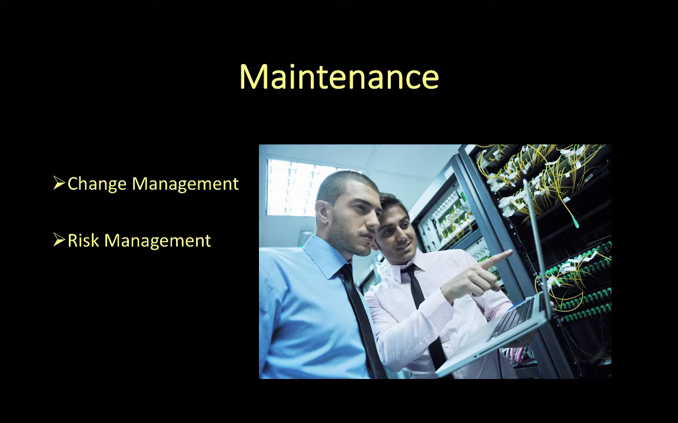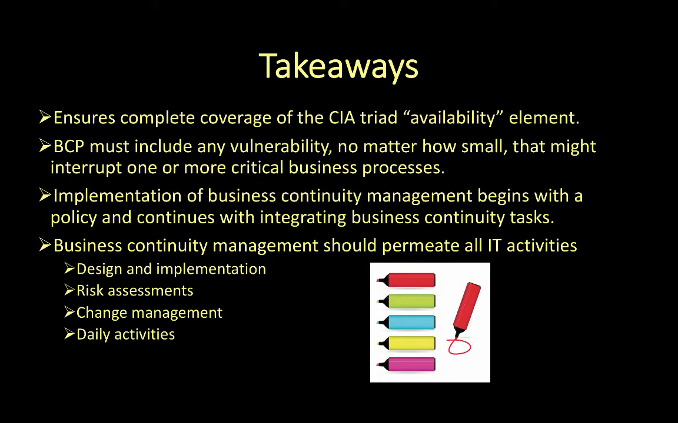Each critical system and related network should be assessed at least once per year. Including business continuity in risk assessments is necessary if an organization wants to identify and manage all business risk. The takeaways from this presentation are clear. Business continuity planning is necessary to ensure complete coverage of the CIA triad availability element. BCP includes disaster recovery. However, disasters are a small part of overall continuity planning. BCP must include any vulnerability, no matter how small, that might interrupt one or more critical business processes.